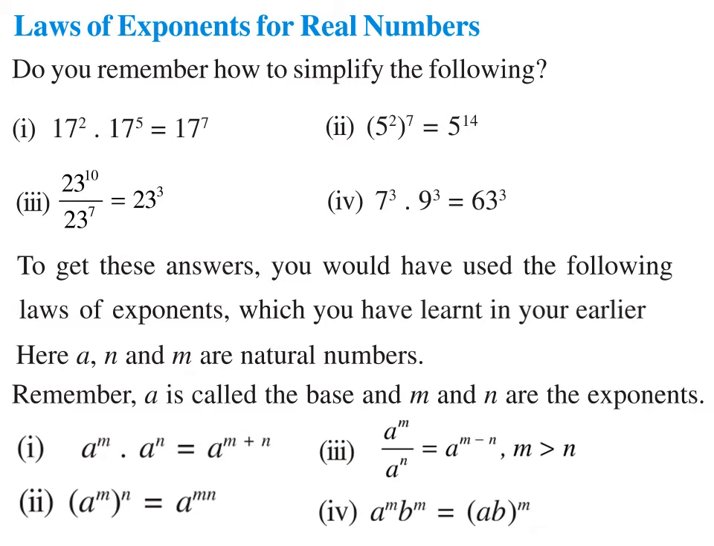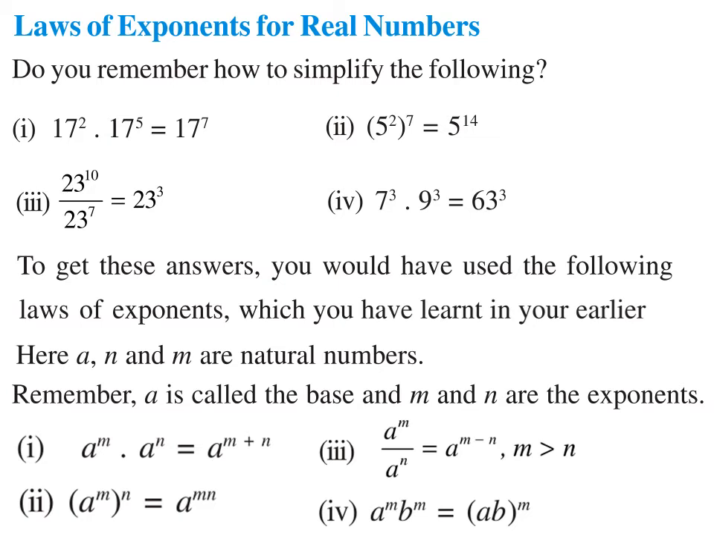So you can see the first question is solved by the first property. They have the same base 17, so the result will be 17 to the power 5 plus 2, which is 7. The second is 5 to the power 2 whole to the power 7, followed by a to the power m whole to the power n. So we just have to multiply the powers, 2 times 7 is 14. So my answer is 5 to the power 14.